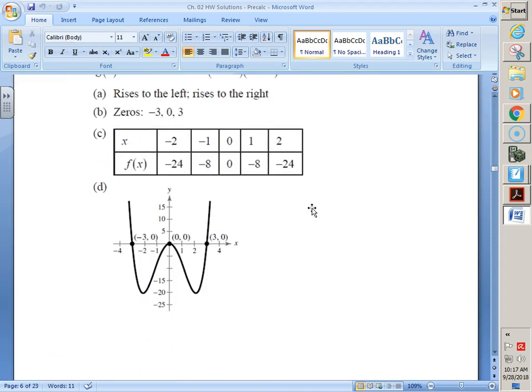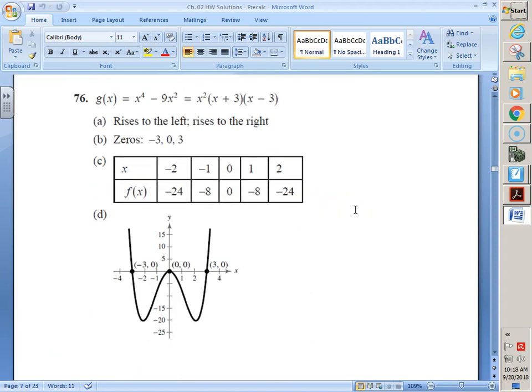Okay, let me give you a second. The opener was number 75. This is number 76. Here's the A, the B, the C, the D, like you guys did at the beginning of class. So check it out. Maybe you were stuck last night, but from the opener, do you now know what they did? What's the behavior based on the degree of 4 and a positive leading coefficient? What were the zeros based on the factoring?